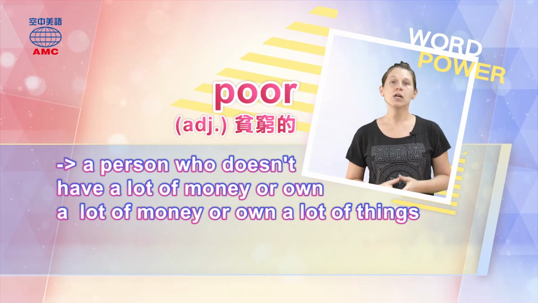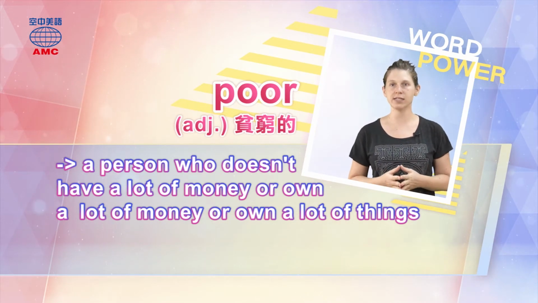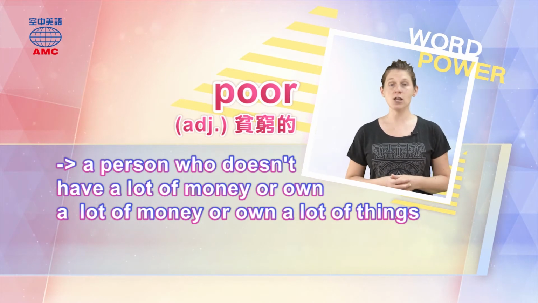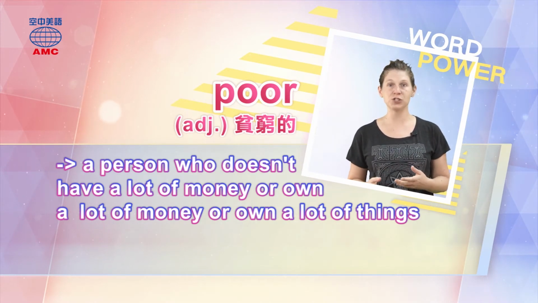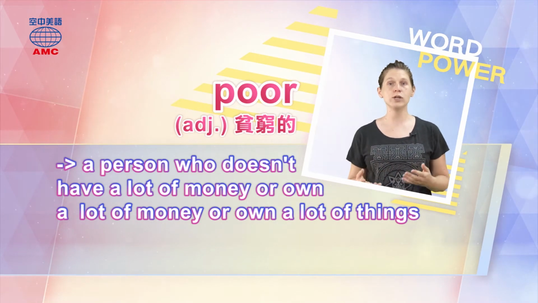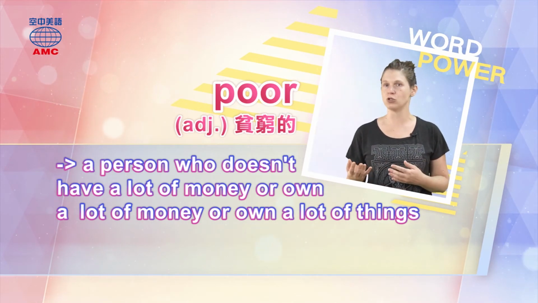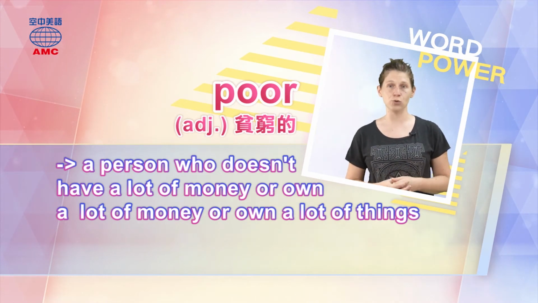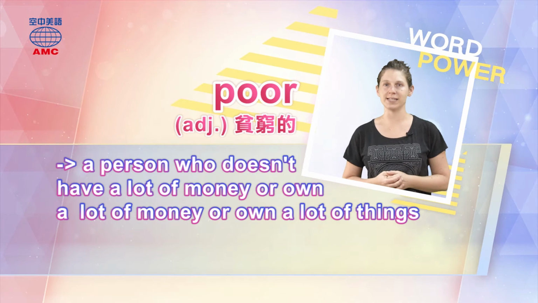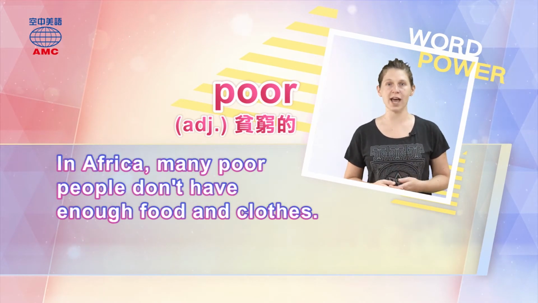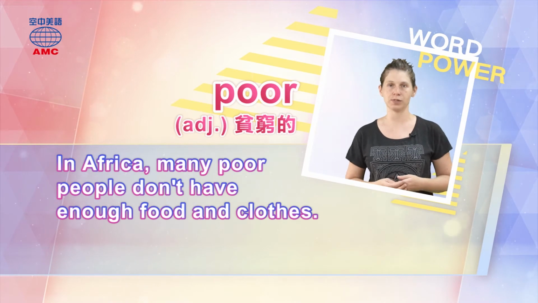This adjective describes a person who doesn't have a lot of money or own a lot of things. It's the opposite of rich, which means to have a lot of money and a lot of things. Now, someone who is poor often cannot afford to buy new things, live in nice houses, or buy enough food to eat. Here's an example sentence. In Africa, many poor people don't have enough food and clothes.